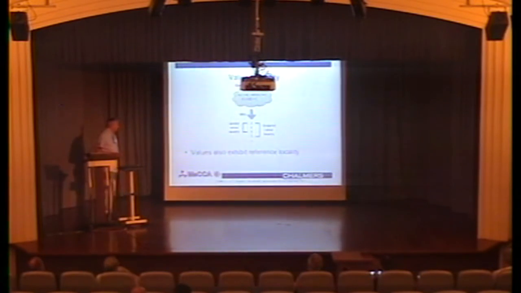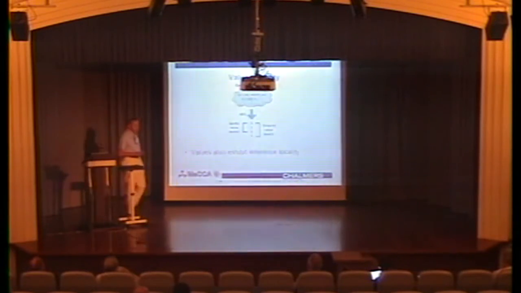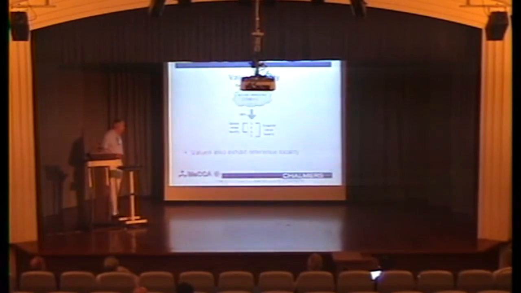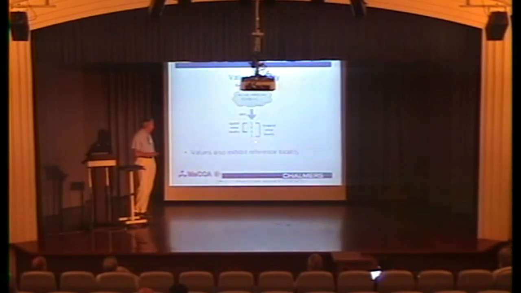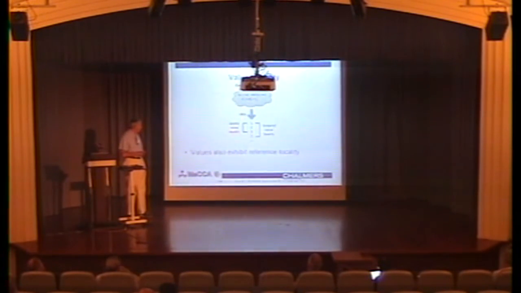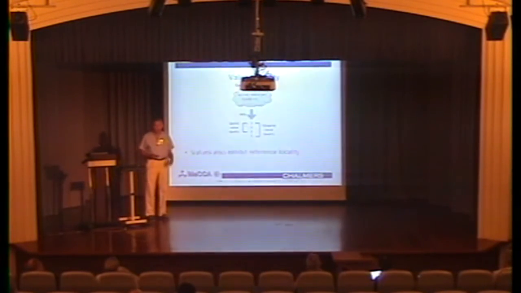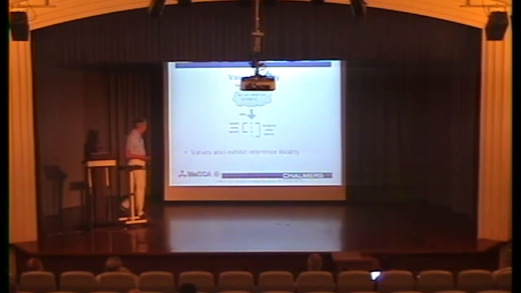So value locality, what is it? Well, using the classical reference locality notion, we can talk about spatial value locality and temporal value locality. Temporal value locality is when we access the same value and it appears in different locations. And spatial value locality we can exploit if we have values that are close to each other, then we could, of course, encode them more efficiently.